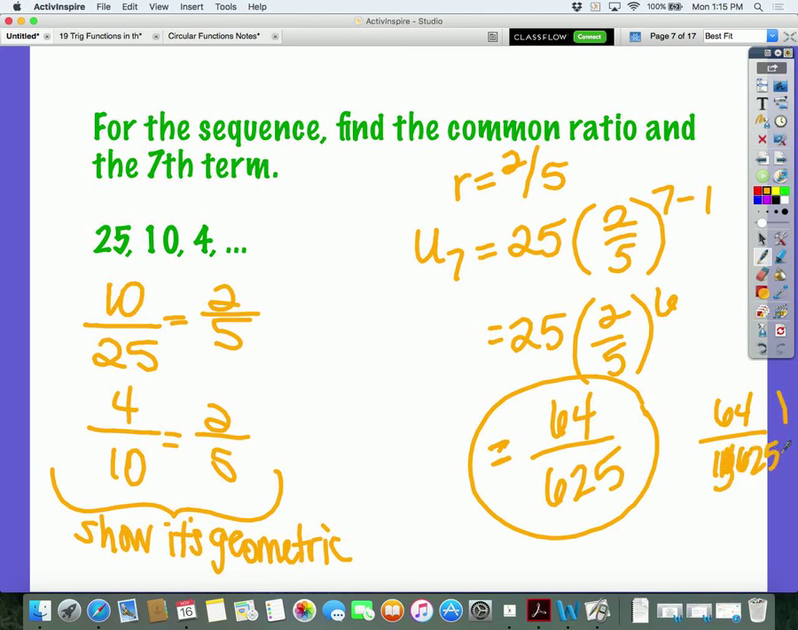So then you're going to multiply that by 25 on the outside, and 25 goes into 15,625. Oh, okay, that reduces it down. That makes sense. I was like, why? Okay.